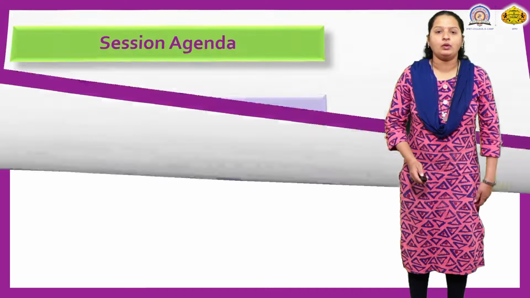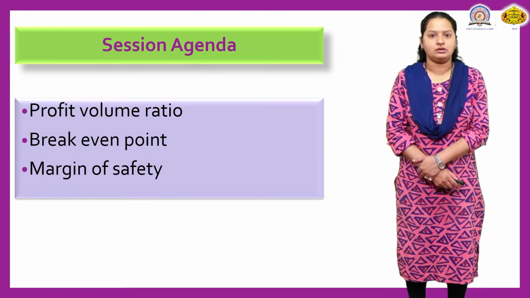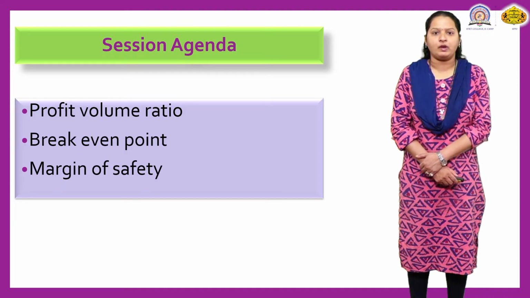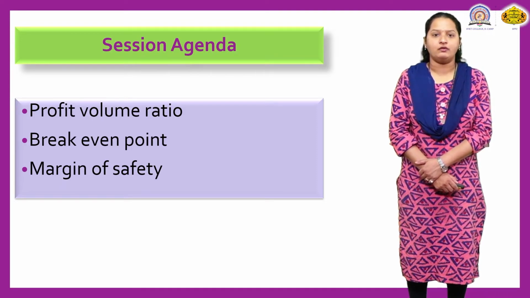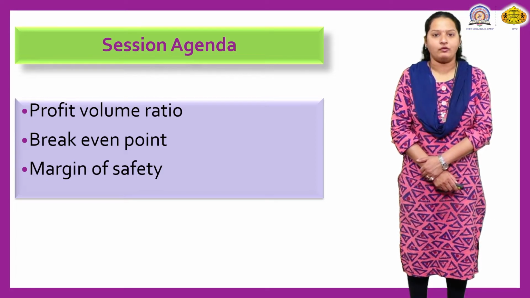Now, in the last session and in part 1, we have already talked about PV ratio, and in part 2, we will talk about some more concepts in marginal costing. Now let us understand what we have already taught, that is PV ratio, and in this coming session we are going to talk on break-even point as well as margin of safety.